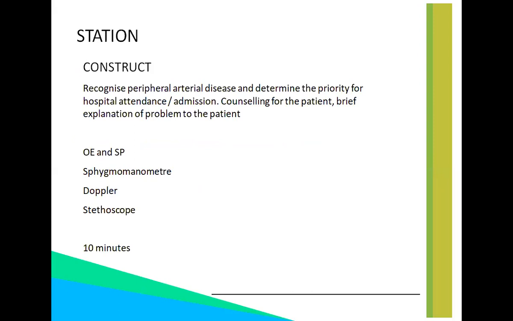For example, the construction of a station: recognize peripheral arterial disease and determine the priority of hospital admission, counseling for the patient, brief explanation of the problem to the patient. The patient has peripheral arterial disease. You want to do an examination: standardized patient, sphygmomanometer, Doppler ultrasound, stethoscope, and the time allowed is 10 minutes. This is the construction of one of the stations.